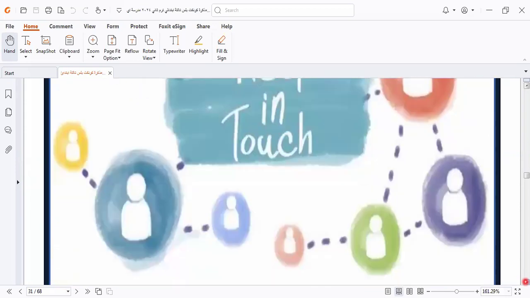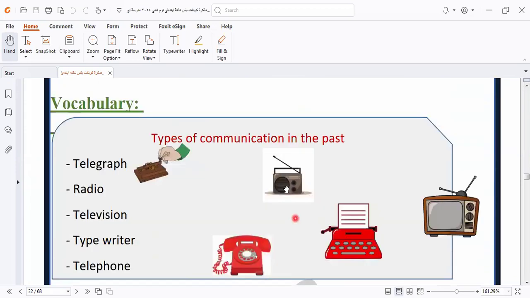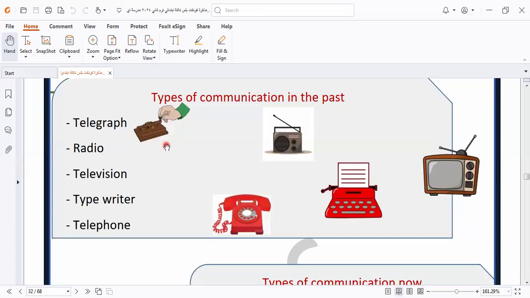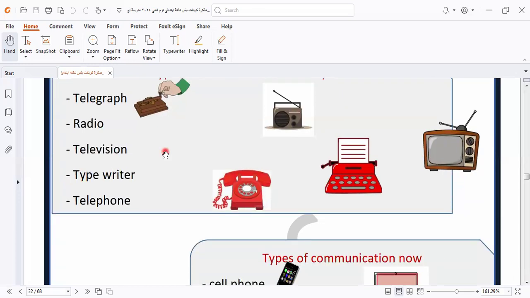Keep in touch. There is a type of communication as we took the same lesson in Discover. If you return to the videos of Discover, you can remember what we told in this part. But I will explain here again in Connect Plus. Types of communication in the past. We have communication in the past and communication nowadays. We are comparing what is the difference between the past and nowadays.